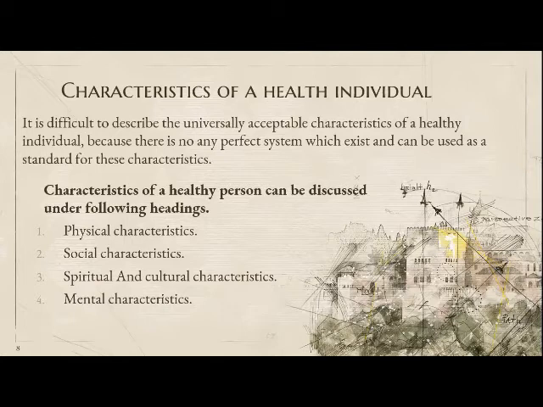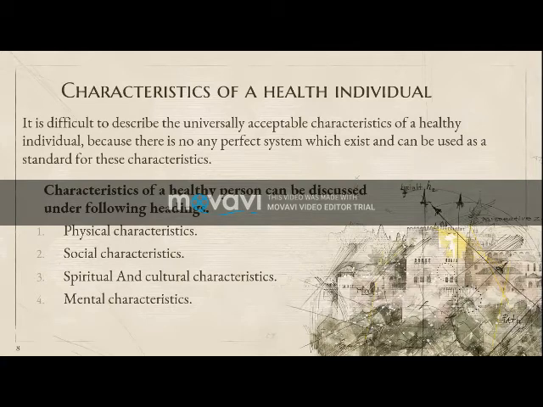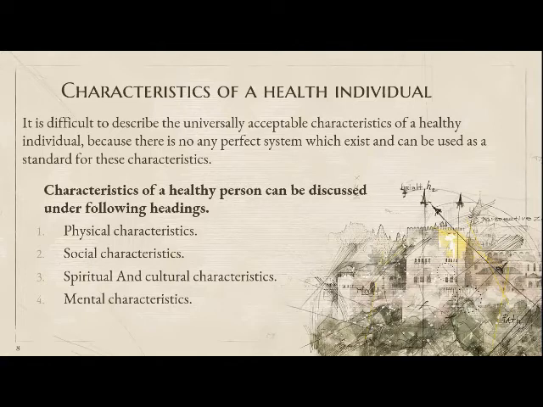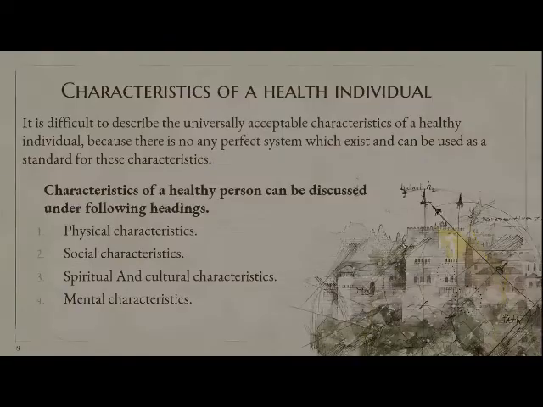Later, systems review: respiratory, cardiovascular, gastrointestinal, musculoskeletal, endocrine, neurological, including psychological system, should be free from any deviation, dysfunctions, or problems. Next, we'll see social characteristics.